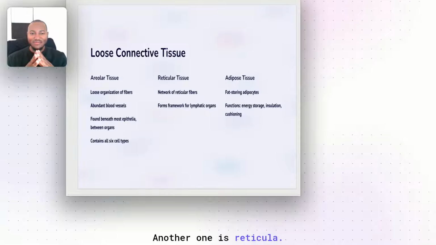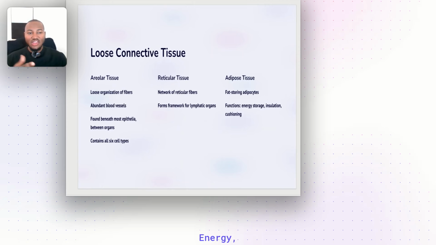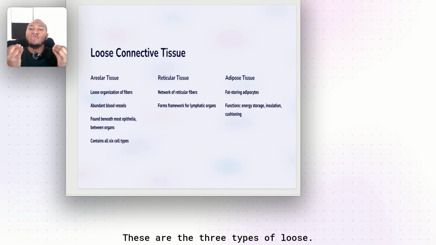Another one is reticular. This one is more like fibers, right? Like a framework for the lymphatic organs and all those things. Another one is adipose, for storing adipocytes. Energy, insulation, cushioning. These are the 3 types of loose.